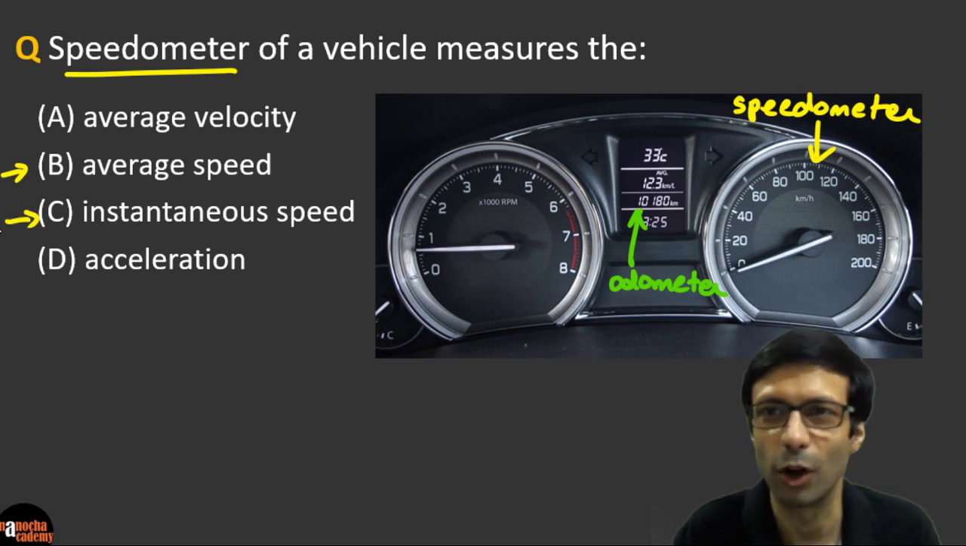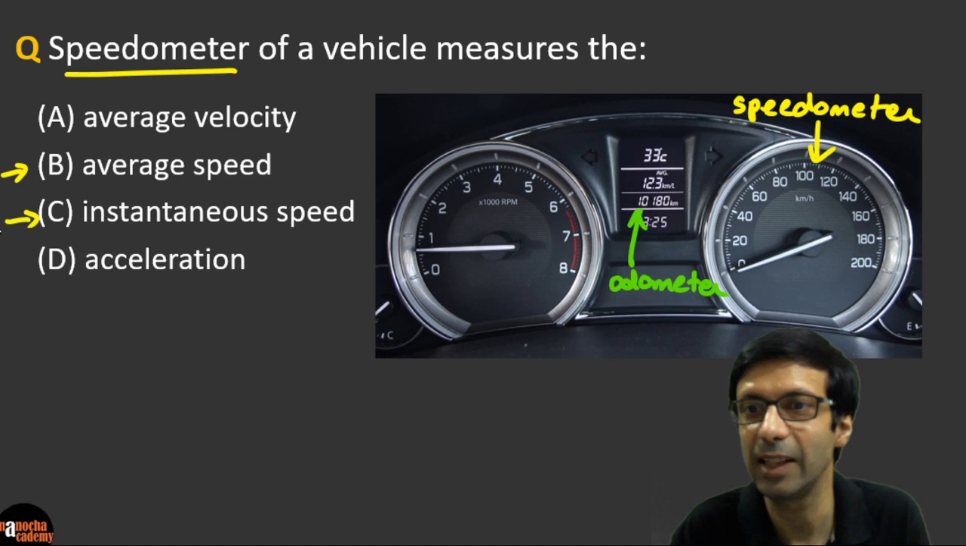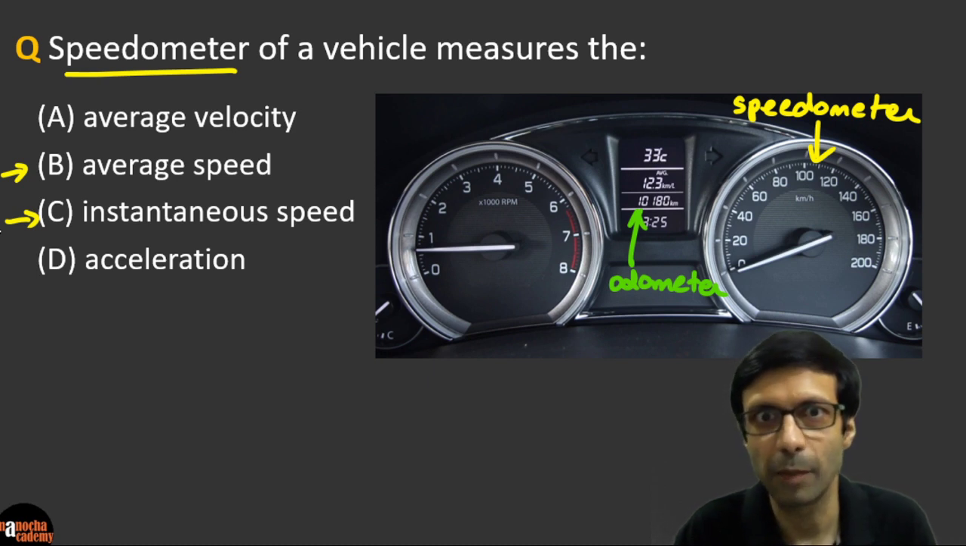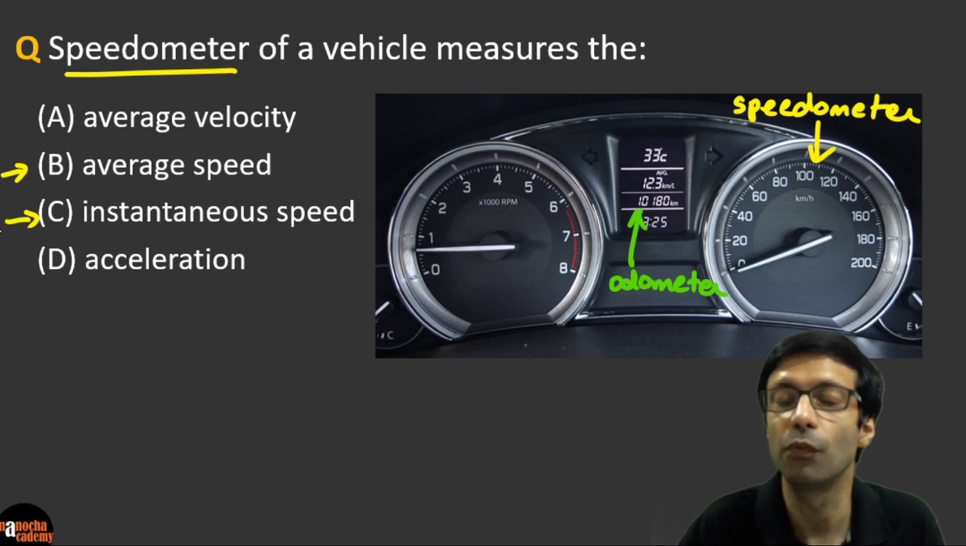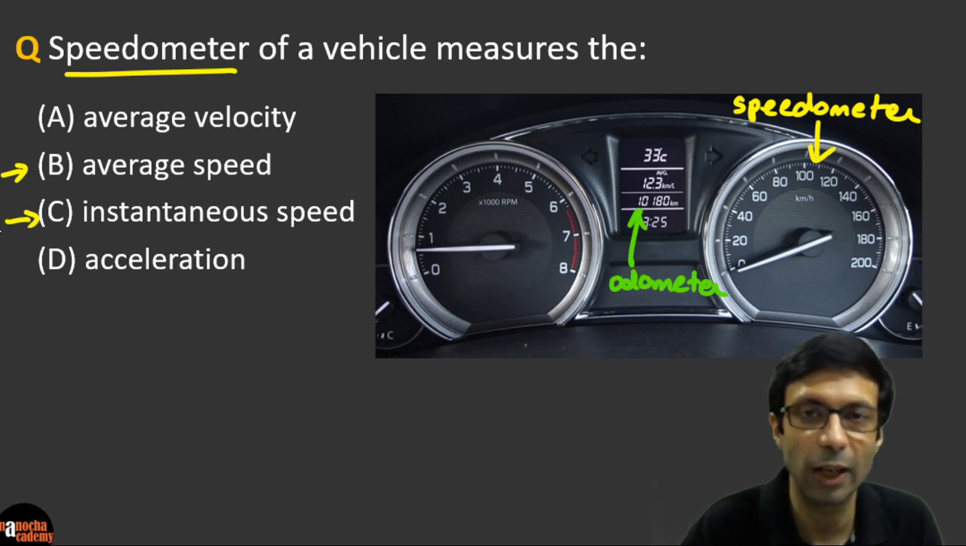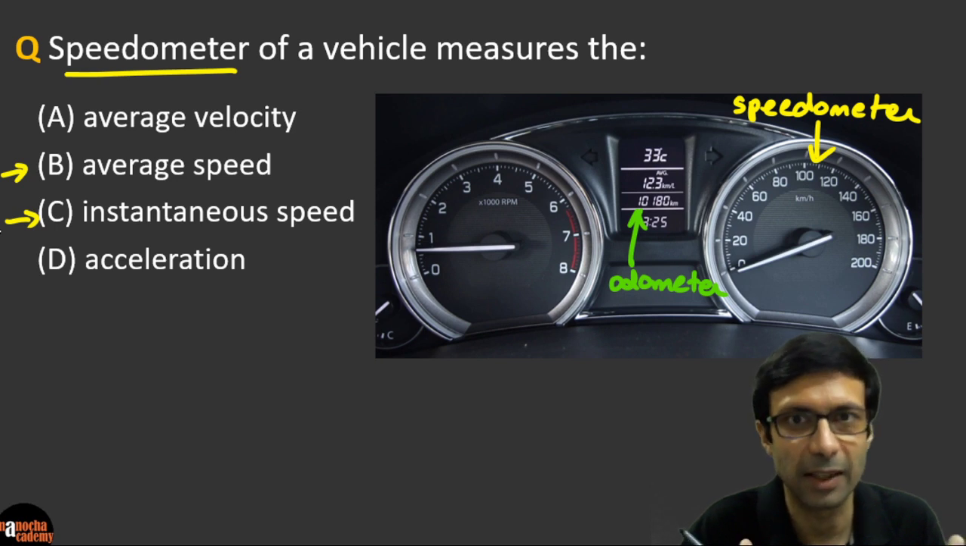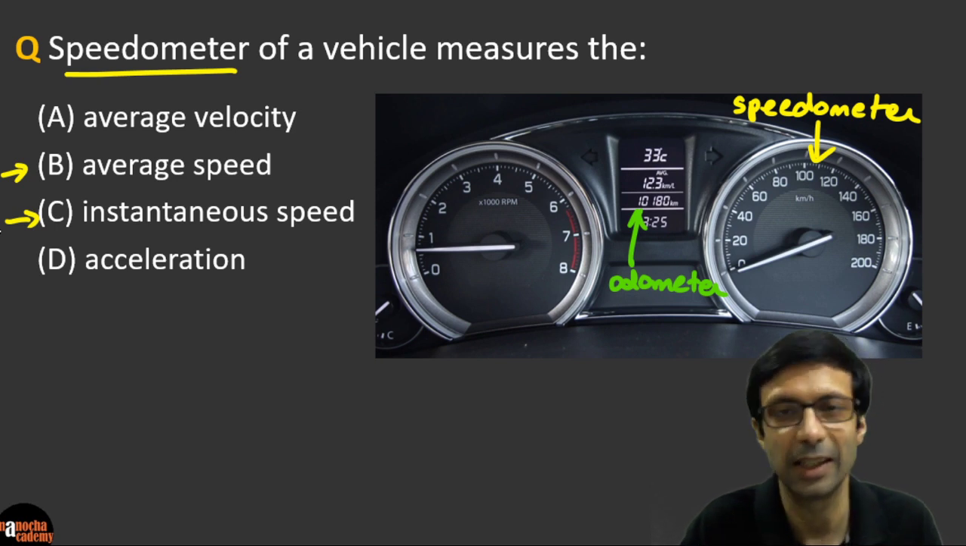It can't be measuring velocity, because it's not telling us anything about direction. It's just giving us the value. So it can't be the first one, and it's not acceleration, because acceleration, we are going to come to that, is the rate of change of velocity, or if we roughly just want the value, the rate of increase of speed. So which one is the right answer? Is it the average speed or the instantaneous speed?